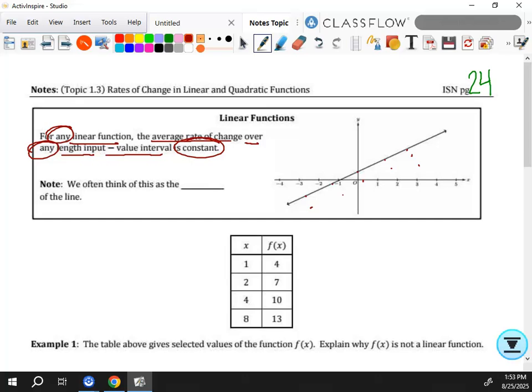And like I just said, and we've said multiple times already, we often think of this as the slope of the line, okay? But lines are really the only things that you have talked about with the rate of change so far. All right, so let's look at this table here.